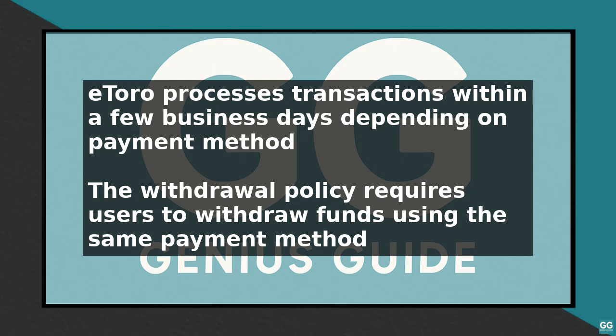In conclusion, withdrawing funds from eToro is a straightforward process that requires you to have a verified account, select a payment method, enter the withdrawal amount, and review the transaction details. By following these steps and understanding the withdrawal policy, you can easily withdraw your funds from the eToro platform. Remember to always check the eToro website for the latest information on withdrawal fees and processing times.